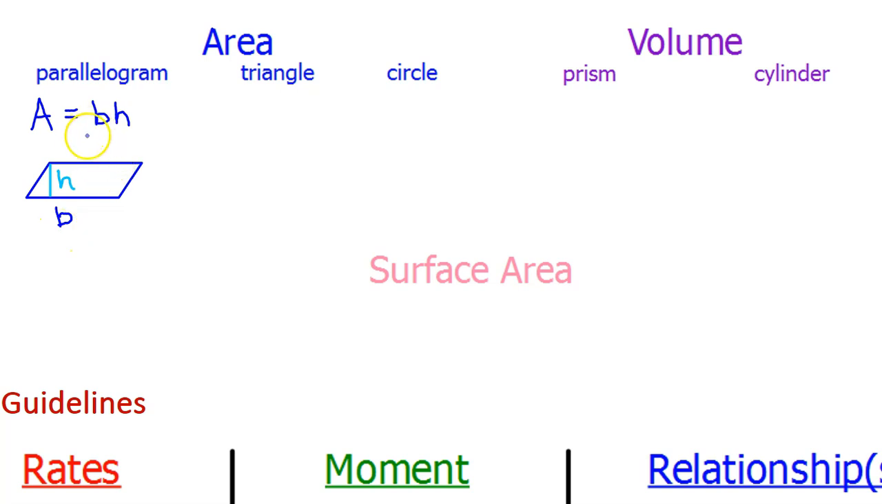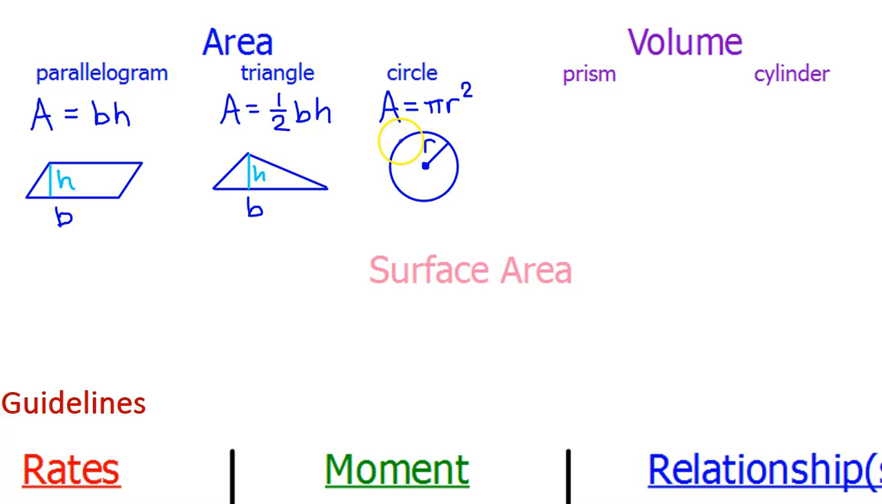The area of a parallelogram is base times height. The area of a triangle is 1/2 base times height. And the area of a circle of radius r is pi r squared.